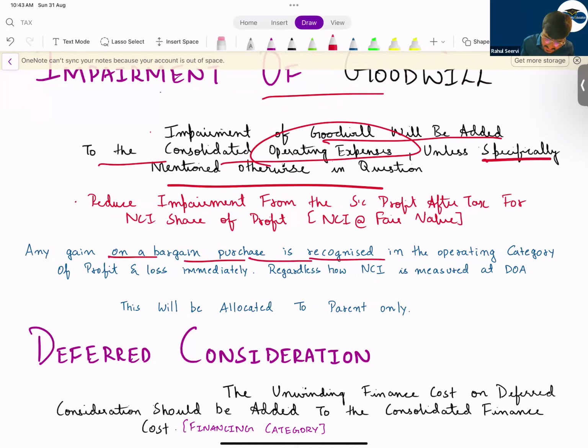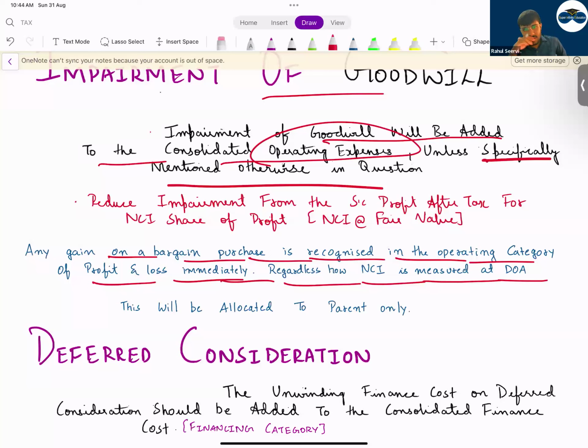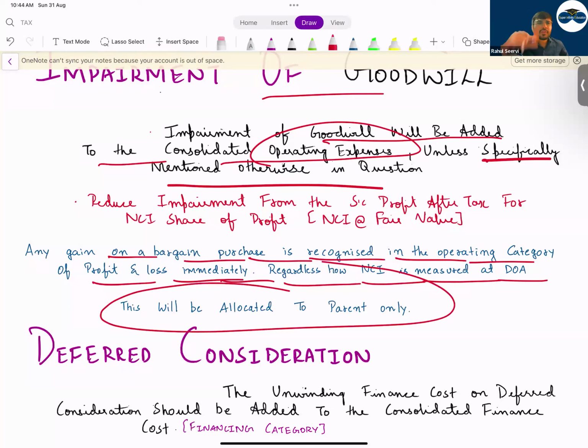Any gain on bargain purchase is recognized in the operating category of profit and loss immediately, regardless of how NCI is measured at the date of acquisition. So the gain on the bargain purchase will be recorded in the operating category, and this will only be allocated to parent. This will never be allocated to subsidiary NCI. It will only be allocated to parent, whichever method you follow. Sir, in goodwill, when impairment is there, we have to see and then allocate the impairment. But here, if it's a gain on bargain purchase, you will never see what? You will never see which method you follow. Directly allocate the gain on bargain purchase to the parent company only. No need to do further adjustments.